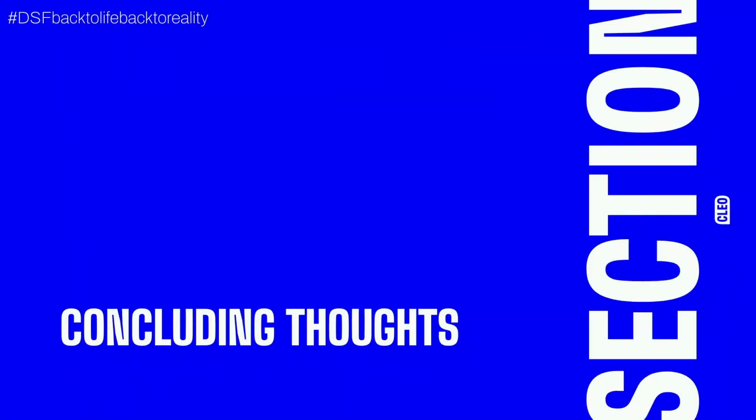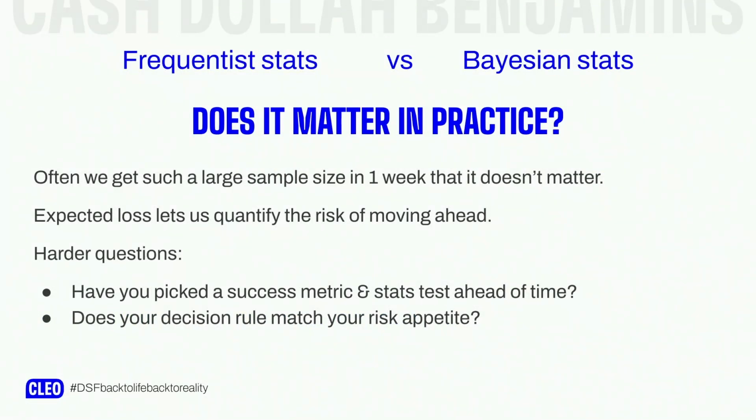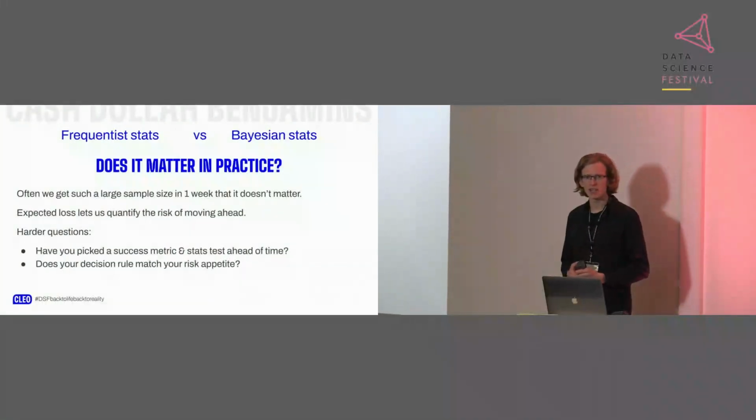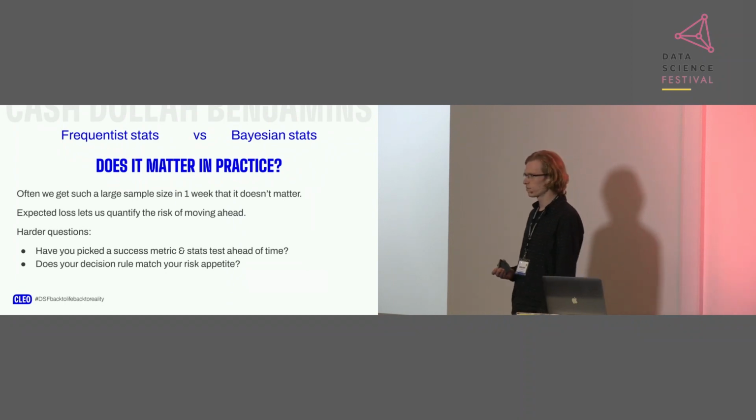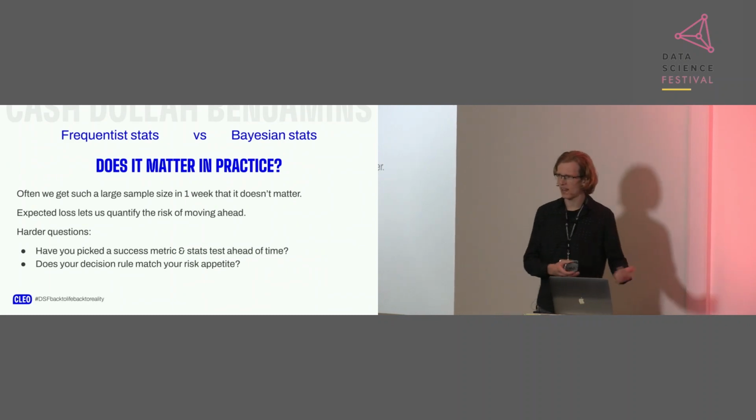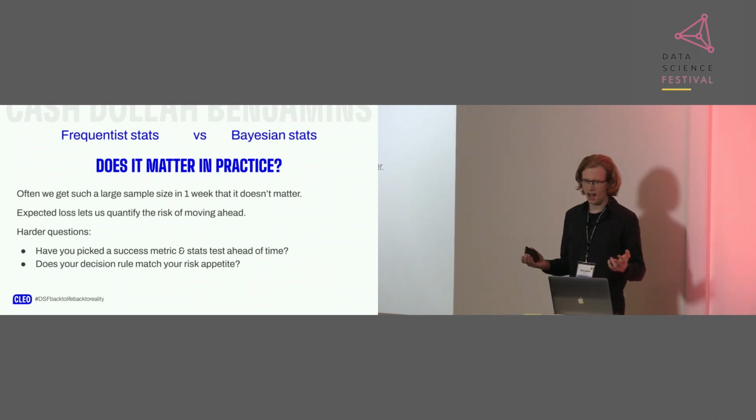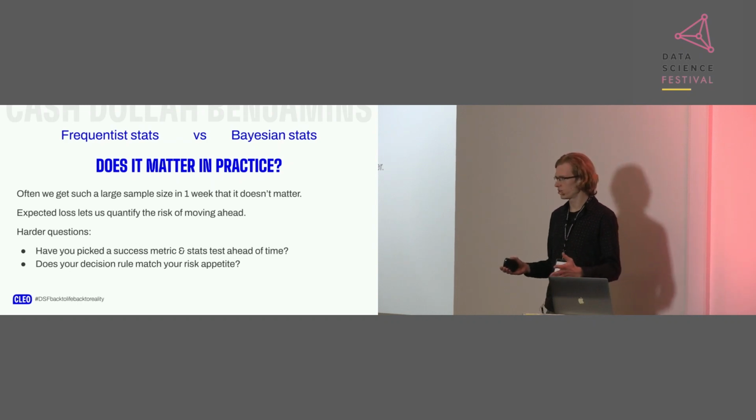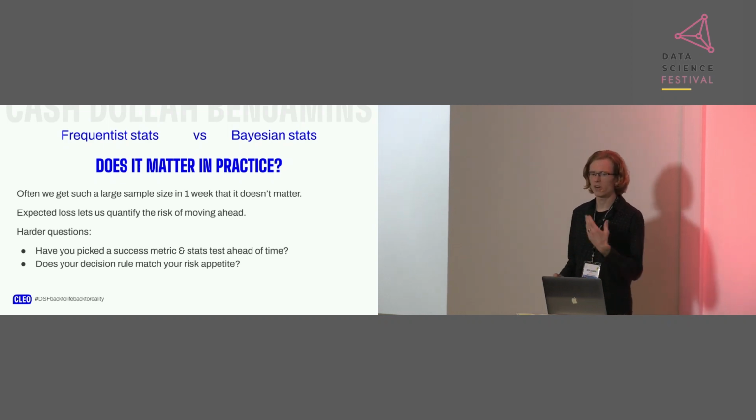So my concluding thoughts are on Bayesian versus frequentist stats. I think it's the communication of win rate being easy to understand that is a main driver of choosing that. But often we would get such a large sample size in one week that it wouldn't matter. You would end up with a win rate of more than 99.9% or a p-value of less than 0.001. Either way, you would have made the same conclusion. We're not talking about, in most cases, a different product change going forward. We just find it easier to communicate.